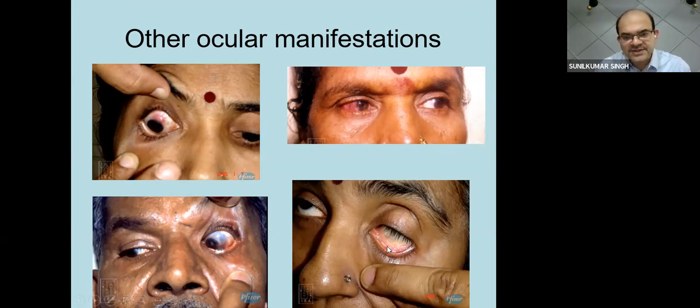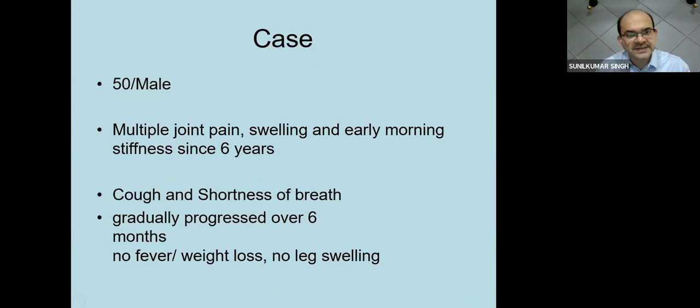Important again to know is that uveitis is not a part of rheumatoid arthritis. So like we said for the joints, it's also important to know in the extra-articular manifestation that uveitis is also not a feature of rheumatoid arthritis.